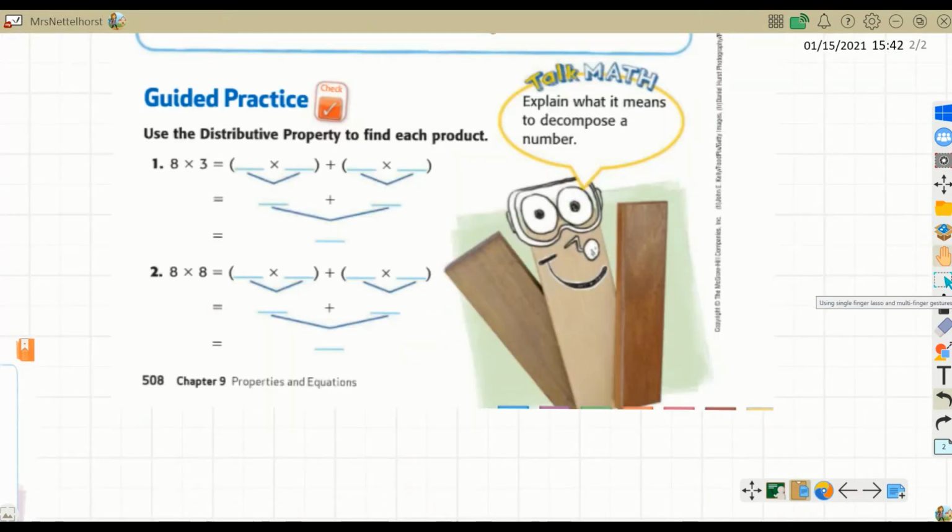Let's do guided practice. Now, the way that this works is I will explain the problem to you, and then you will pause the video, put your answers in, and then unpause the video, and I will give you the answers. If you get it wrong, please fix it so you practice it correctly, so you know what it should look like. So we're going to use the distributive property to find each product.